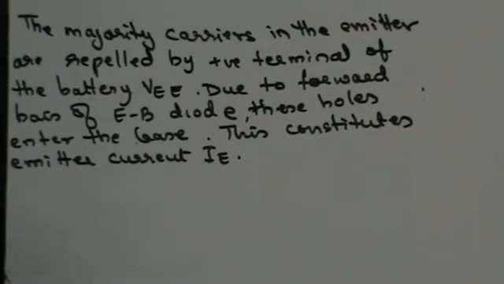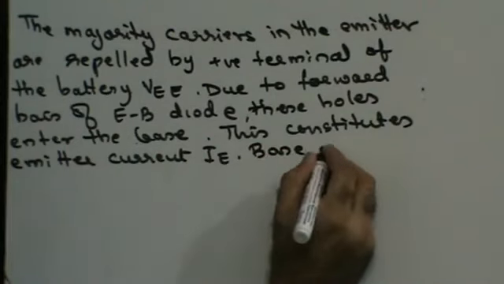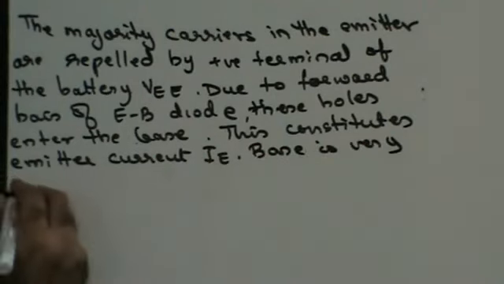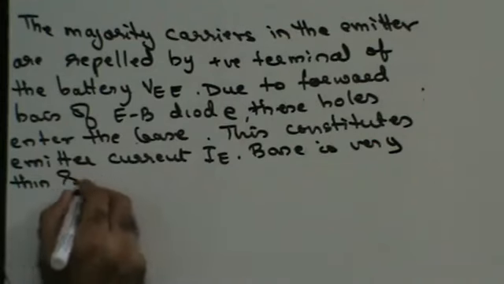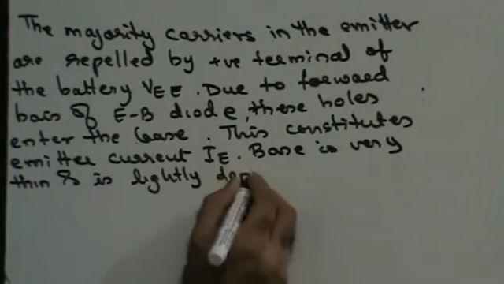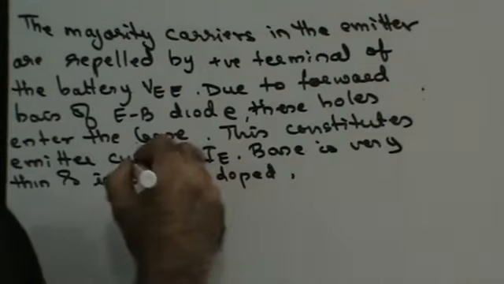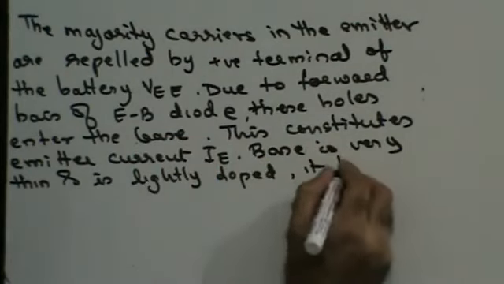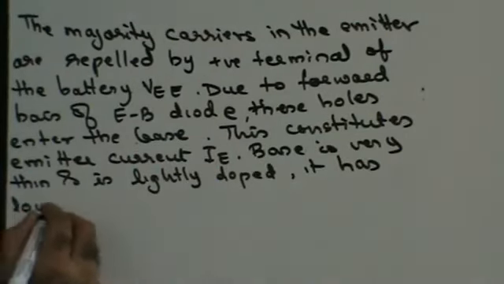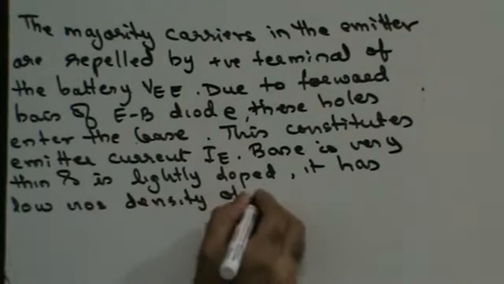Now, the base is very thin and is lightly doped. Hence, it has a low number density of electrons.